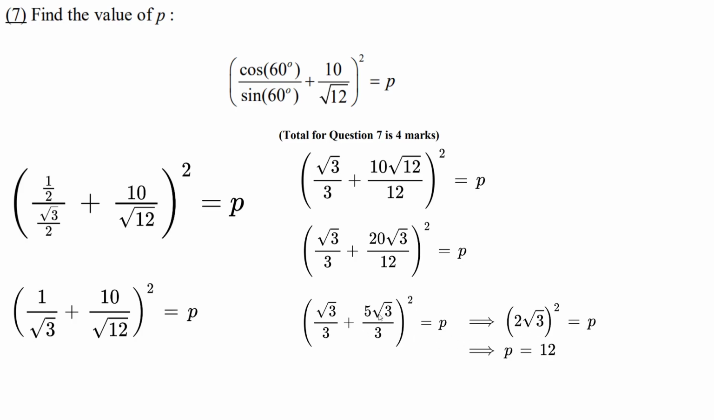Oh yeah, so 6 root 3 over 3, and then 6 divided by 3 is 2 root 3. So you have 2 root 3 all squared. 2 squared is 4, root 3 squared is 3. So it's 3 times 4, which is 12.